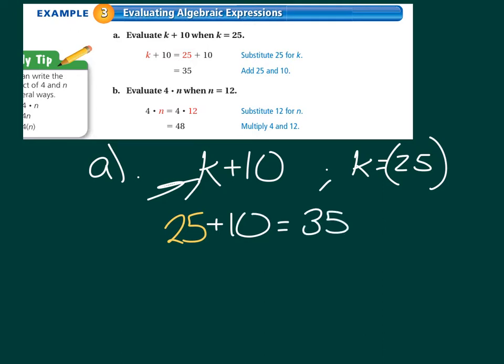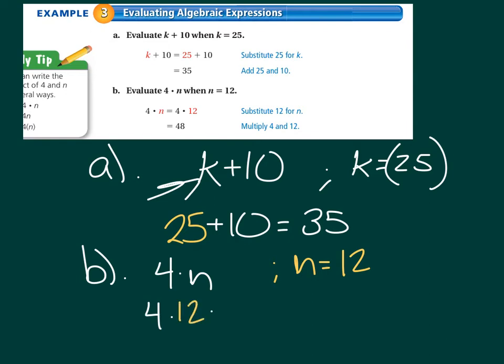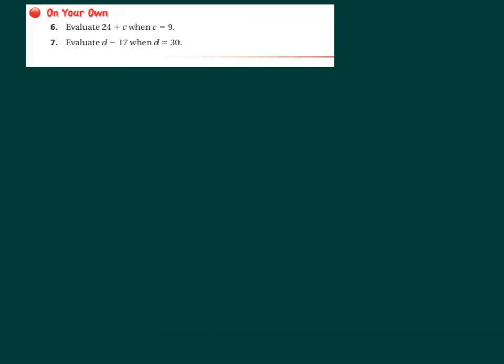That's our final answer. Letter B is very similar. We are given the expression 4 times n, and we are given the fact that n is equal to 12, and we want to find out what the expression equals when we let n equal 12. So we're going to say 4 times that value that we plug in, 12, and we get our solution. 4 times 12 is 48. So again, it's taking values and plugging them in. Go ahead and pause and try 6 and 7.